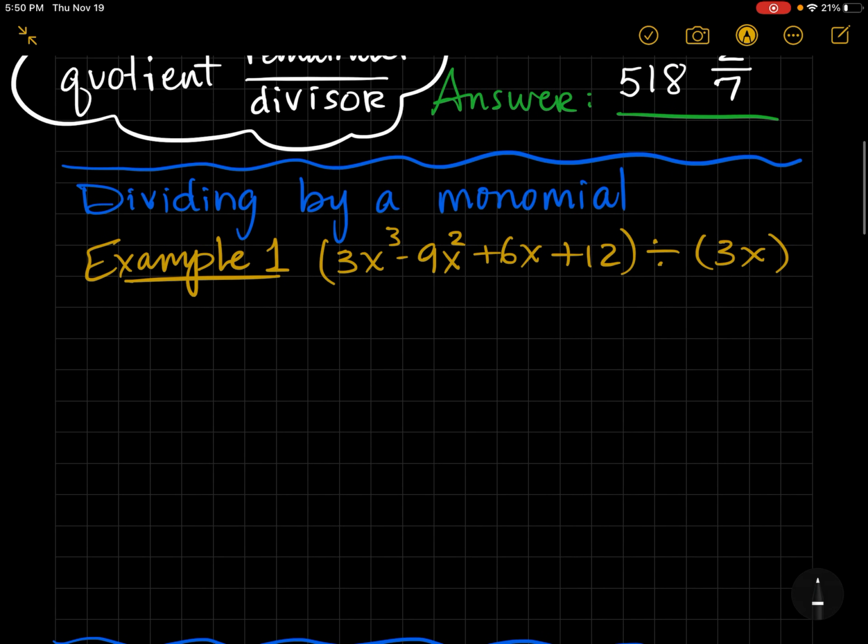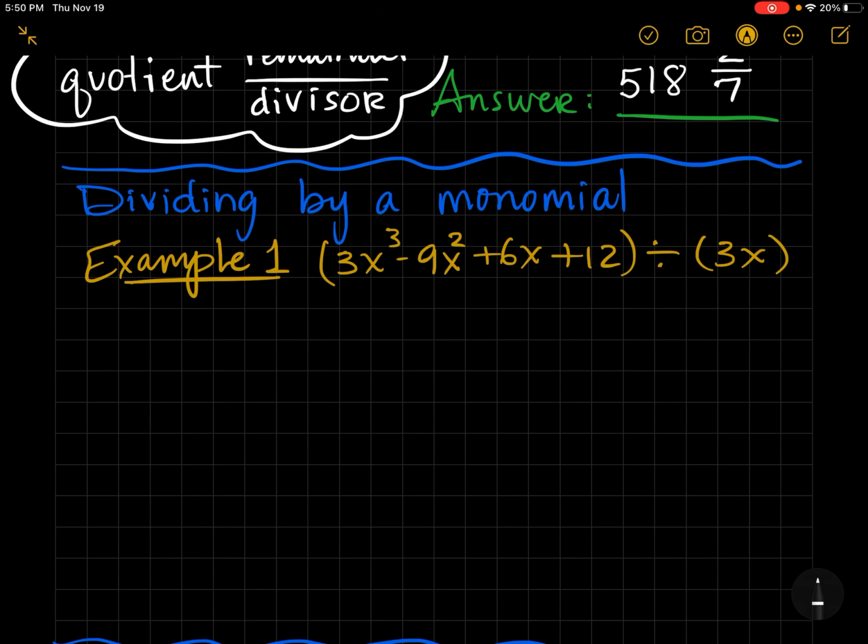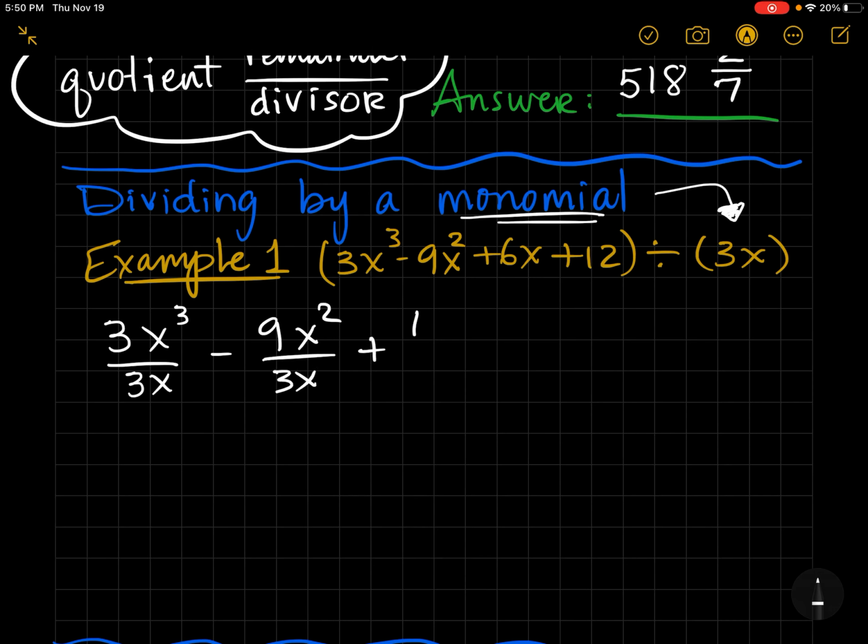Okay, and as you always know, I like for you to try the examples first and pause the video and then come back and see if you got it right. So, first of all, if we're dividing by a monomial, which we can see here, the process is pretty easy. And what I like to do is simply break up each part and put it over the divisor, which happens to be 3x. And now, if we reduce each part individually, we'll get a good answer.